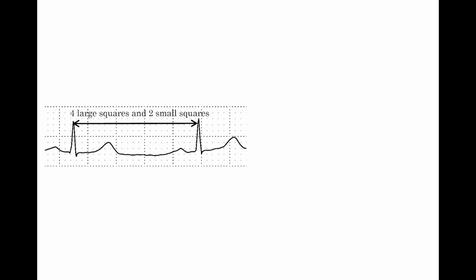If the RR interval cannot be stated in an exact number of large squares, each small square, which is equal to 0.2 of the large square, as one large square contains 5 small squares, should be added to the number of large squares. For example, if the RR interval contains 4 large squares and 2 small squares, the heart rate is 68 beats per minute.